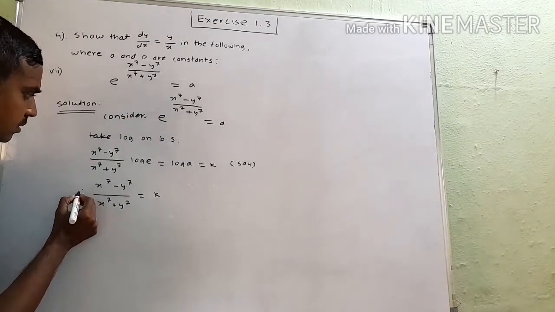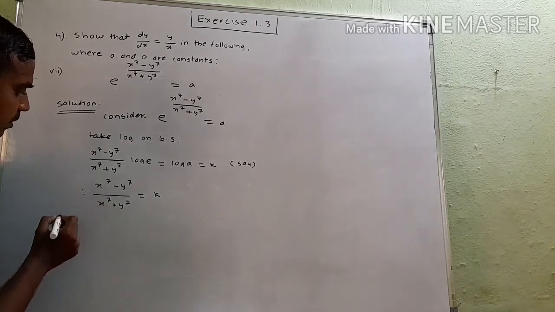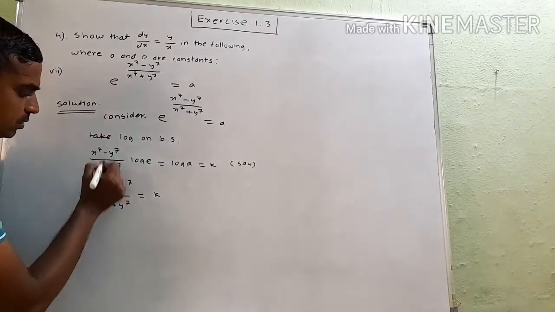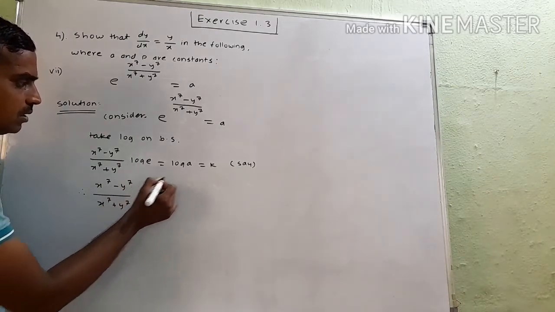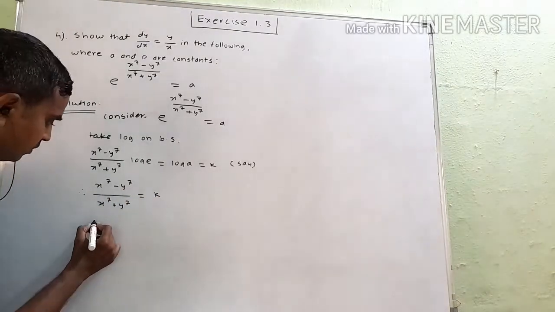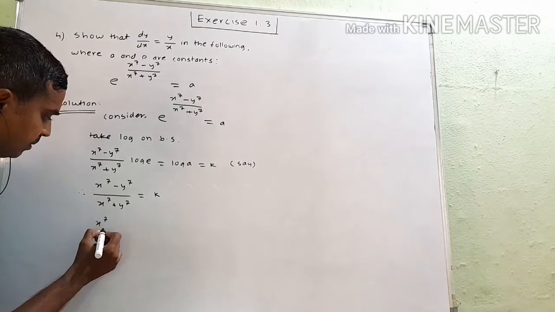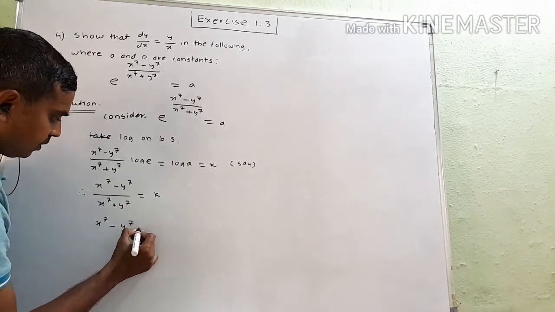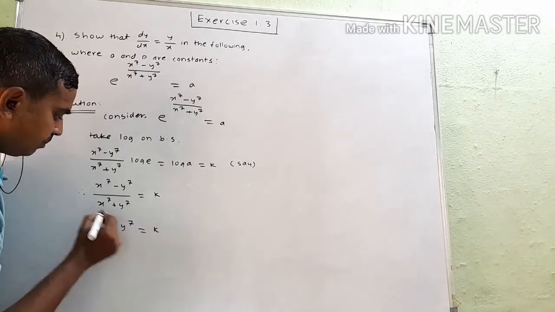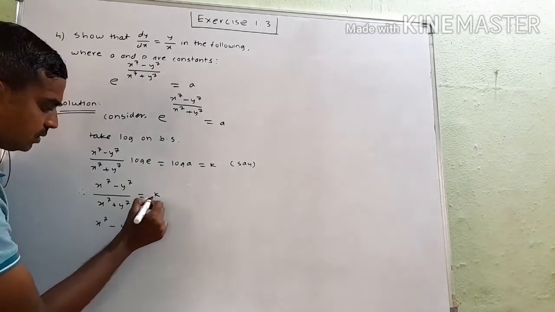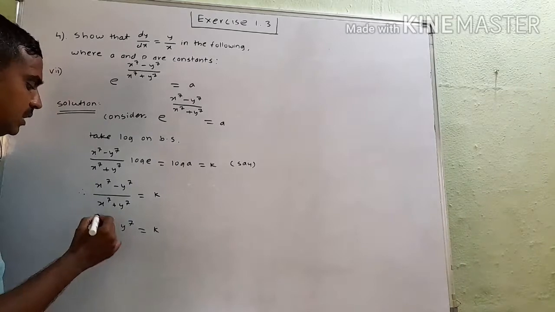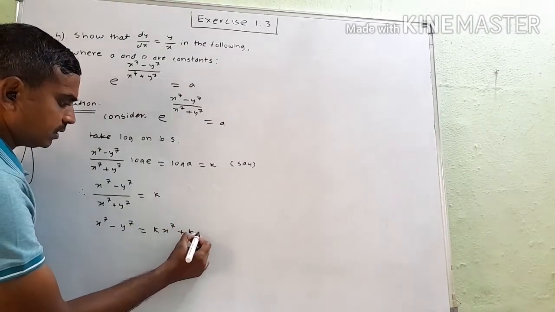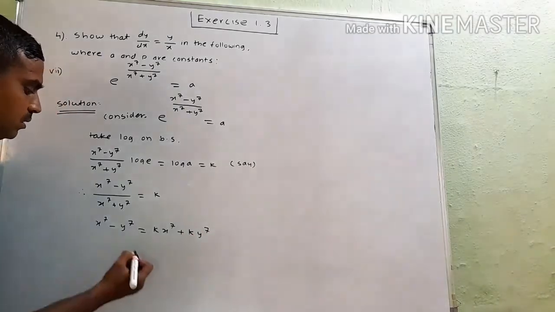Now here, therefore we get x raised to 7 minus y raised to 7 divided by x raised to 7 plus y raised to 7, this term as it is, log e is 1 and the right side is k. Now like the previous example, we separate the terms of x raised to 7 and y raised to 7. For this purpose, we have to cross multiply. We have to multiply both sides by x raised to 7 plus y raised to 7. Means the right side term will be k into x raised to 7 plus k into y raised to 7.